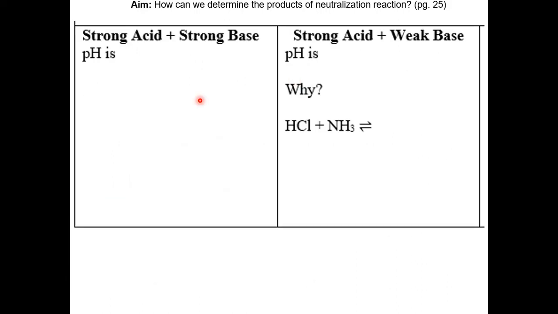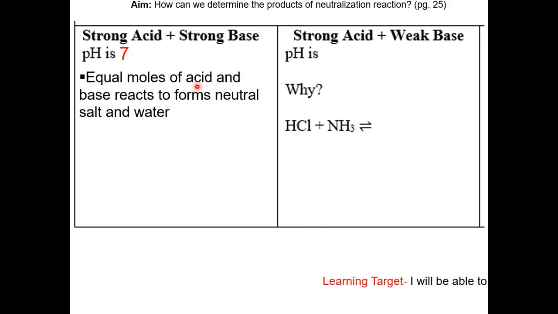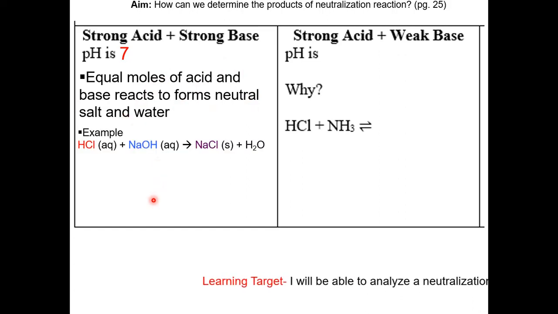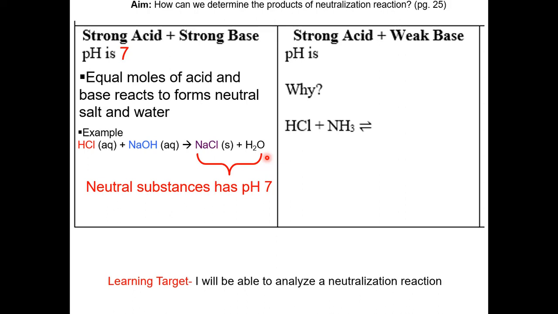Now we're going to discuss the pH of the products of the neutralization reaction. There are 4 scenarios. On the Regents, they just ask 1, which is a strong acid plus strong base scenario. When a strong acid reacts with a strong base, the pH of the products will be 7. This is because when equal moles of strong acid and strong base react, they form neutral salt and water. Here is an example of a strong acid reacting with a strong base to form NaCl and water. NaCl and water are considered neutral substances and have a pH of 7.